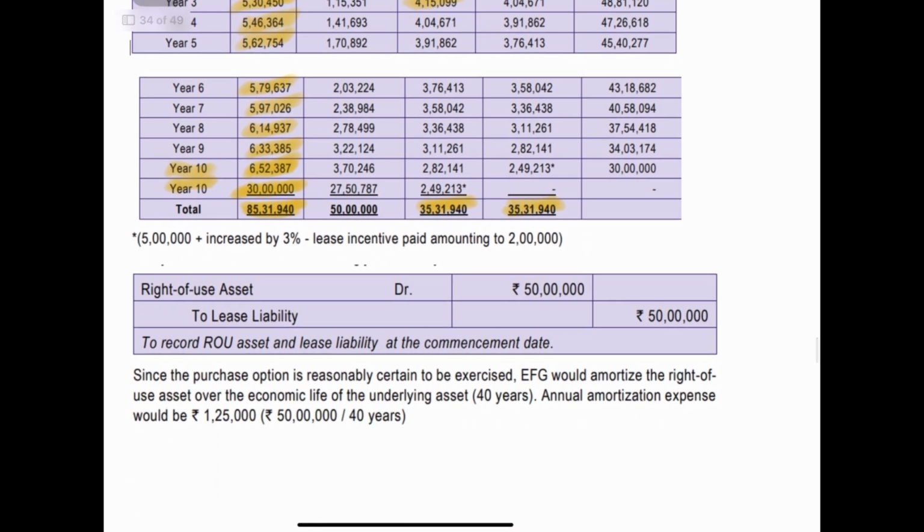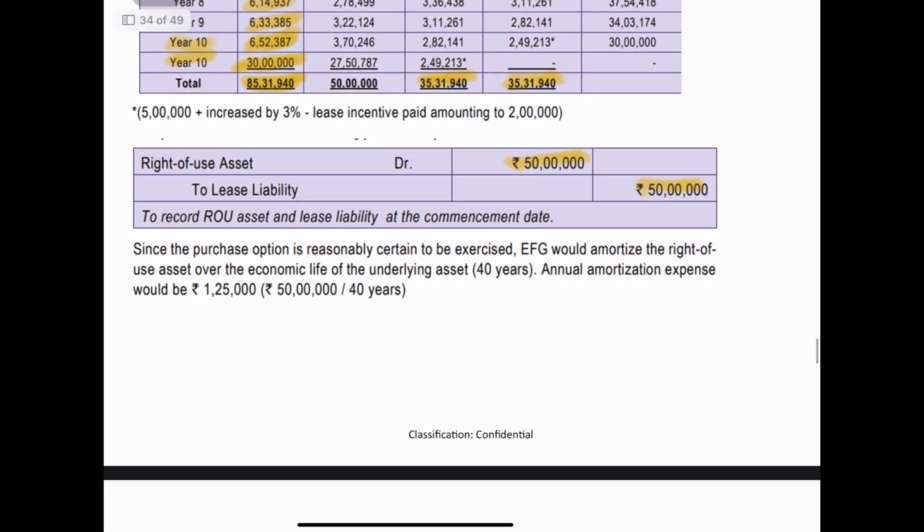Okay, so finally the ROA asset and liability are created for 50 lakh rupees. That includes your right to exercise the purchase option. And your depreciation should be calculated over 40 years. So 50 lakh divided by 40 years, your yearly depreciation will be 1,25,000 rupees.